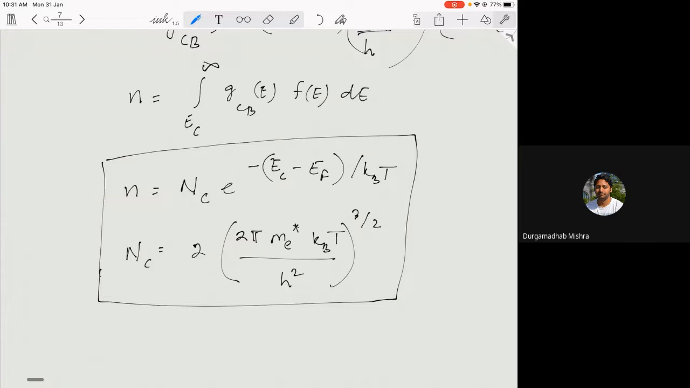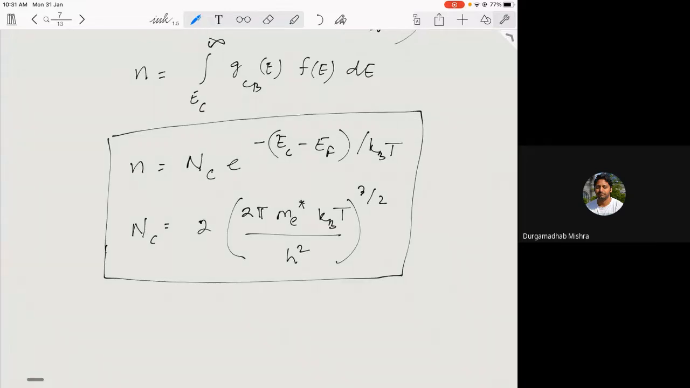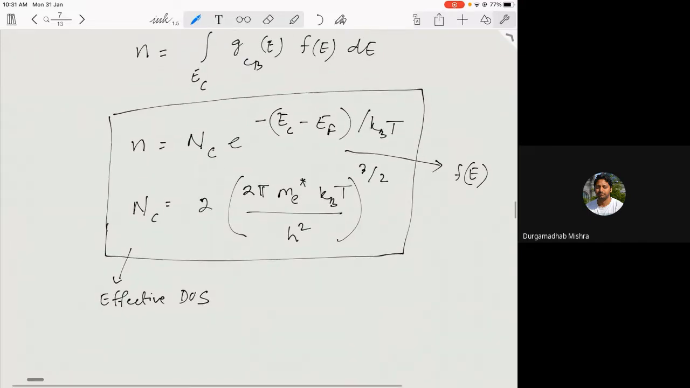Now, if you look carefully or compare this to our metallic case, here N_C describes an effective density of states. So N_C is the effective density of states, and this exponential function here is f(E). So this describes your probability distribution, and N_C is nothing but an effective density of states in the conduction band.